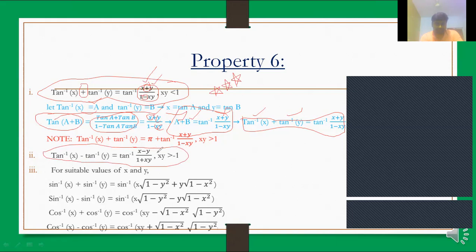See, xy greater than minus 1 because denominator should not be 0. That's why this condition is given. Okay. So remember these two properties. If you can remember this first formula, this second formula also can be remembered easily. But here one important note point we have. Generally, in place of x, y, you'll be given fractions only. Tan inverse of 1 by 2 plus tan inverse of 1 by 3. 1 by 2, 1 by 3, x, y. Is the value less than 1 or not? Then only we can apply this formula.